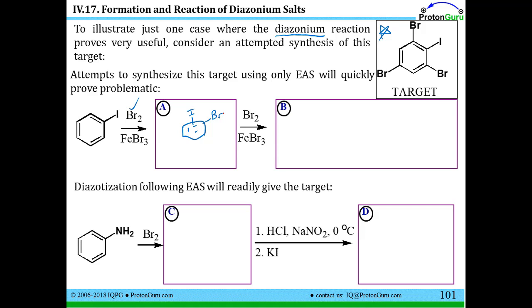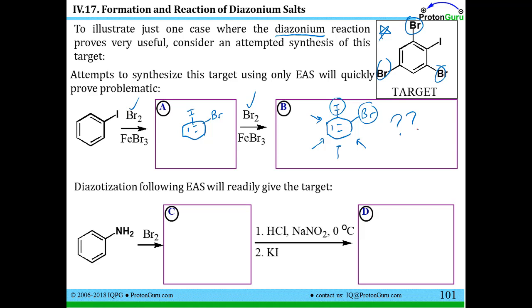Now I have the second bromine I want to put on, right? I'm trying to put 3 bromines on. Well, I have 2 ortho-para directors. So the iodine directs the next group to go here or here. The bromine directs the next group to go here or here, ortho or para to it. So there's no really good directing ability of this compound to force the next group to go somewhere specific.